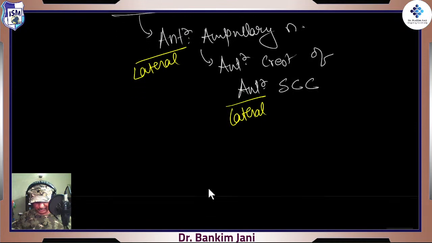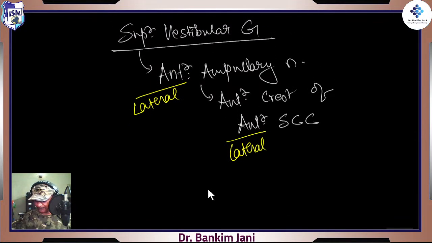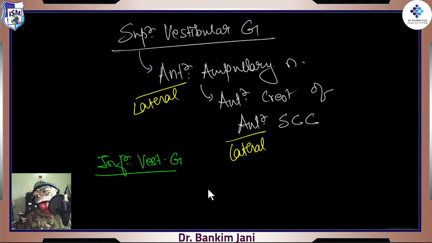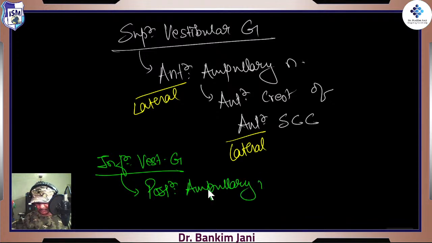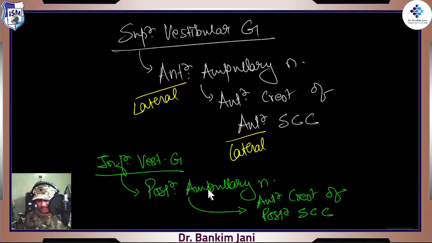So over here, we write it here only so that there is no confusion. This is from the inferior vestibular ganglion. This will be going for the posterior one, so that's why it will be called the posterior ampullary nerve. It will be supplying, every time, the anterior crest, that bony prominence which was over there, and inside there was the membranous part of the posterior semicircular canal, because these names are with respect to which semicircular canal they are supplying.